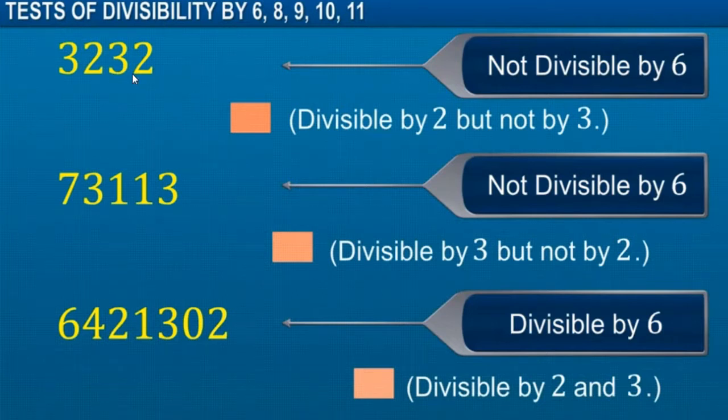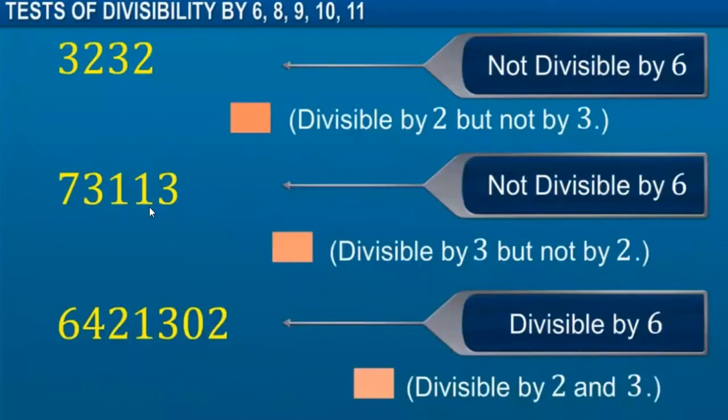So here there is only a 2, no 3. So this number is not divisible by 6. Now here we are taking the last digit, which is 3. So this number is not divisible by 2. But if we check the sum of the digits, that is 7 plus 3, that is 10, 11, 12, 13, 14, 15. Okay, so we have the total as 15.